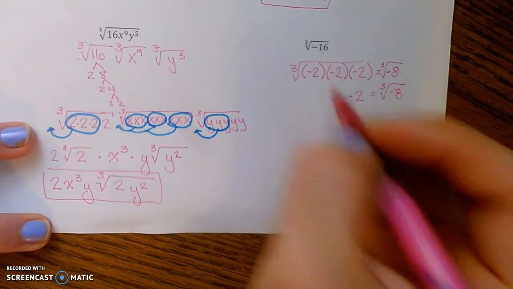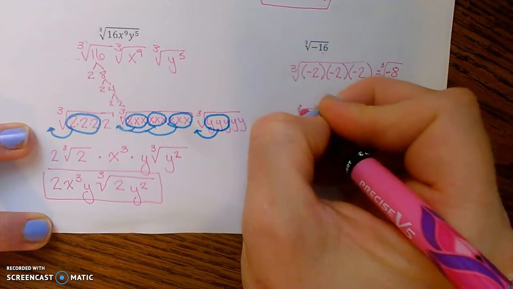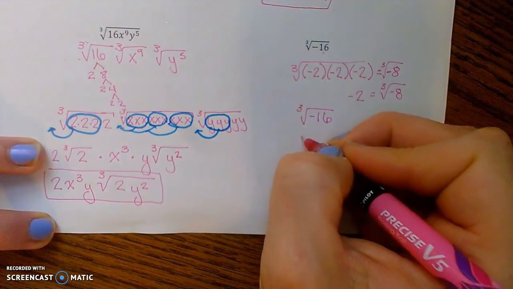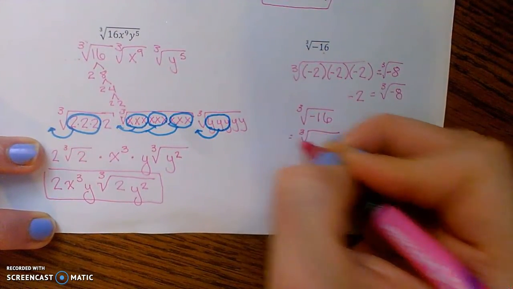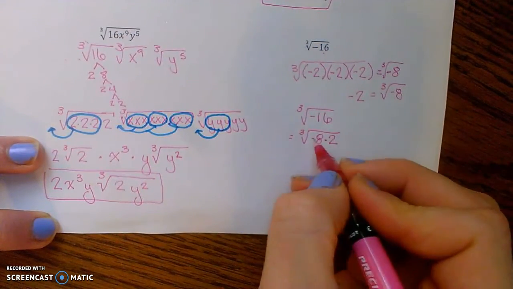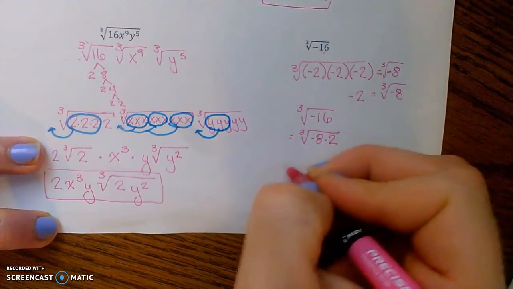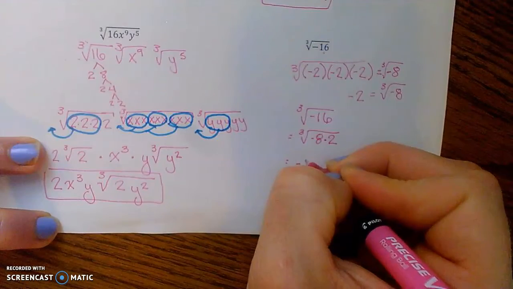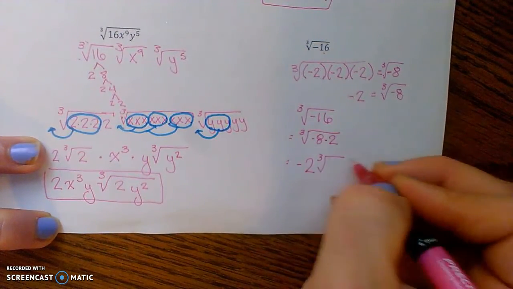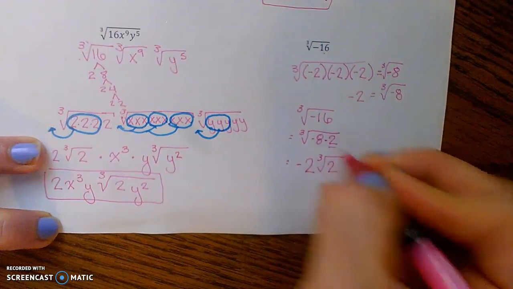So that tells me that if I wanted to do the cube root of negative 16, you can think of that as the cube root of negative 8 times 2, right? And the cube root of negative 8 will be a negative 2. So the negative will pop out front, and you have left underneath the radical just one factor of 2.